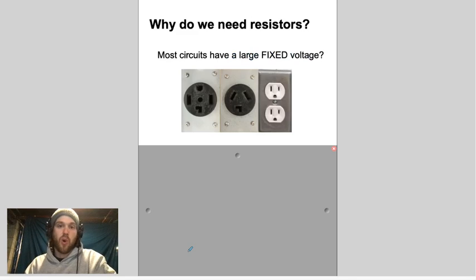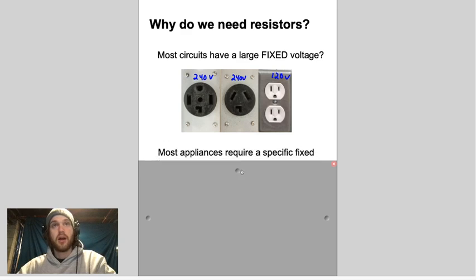Like I said, most circuits have a fixed voltage. In your house, the plugs or outlets you have probably either look like this, the surprise face, or maybe like this for a dryer or for a stove. These ones are all 120 volts. That's just the potential. And then these ones are 240 volts, and they're 240 because you've got two breakers supplying them usually. So these two are 240 most of the time.